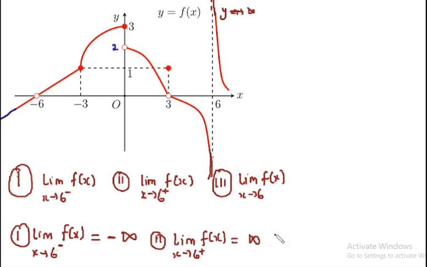What about the general limit? If you look at this, the left hand side limit is negative infinity and the right hand side limit is positive infinity. So they are not equal to each other. So we can see the limit as x approaches 6 of f of x does not exist. So that's how to find limits from graphs.